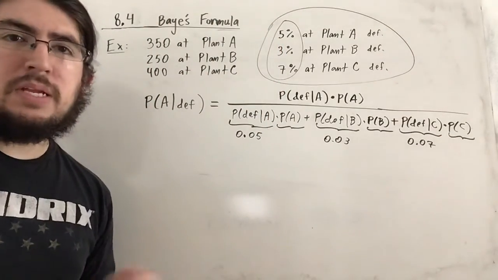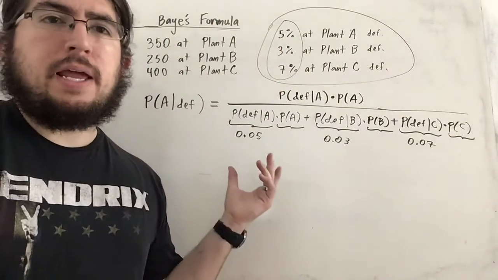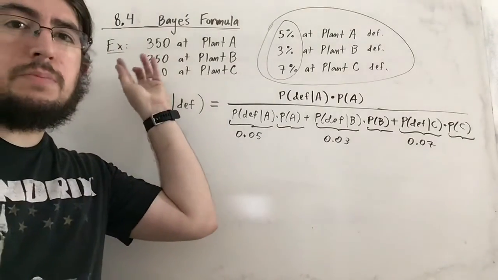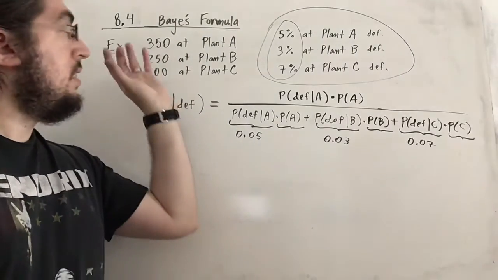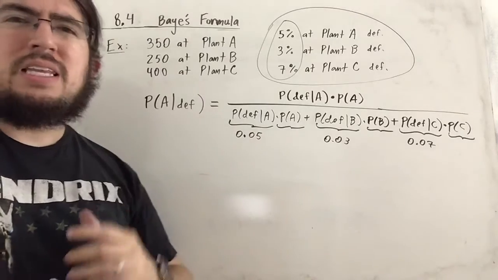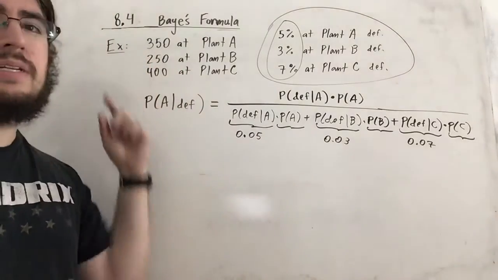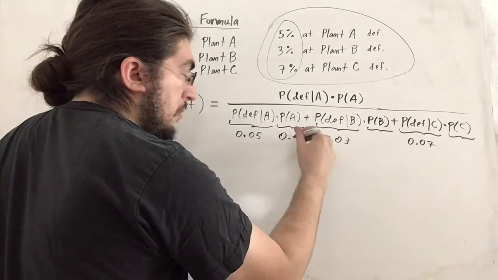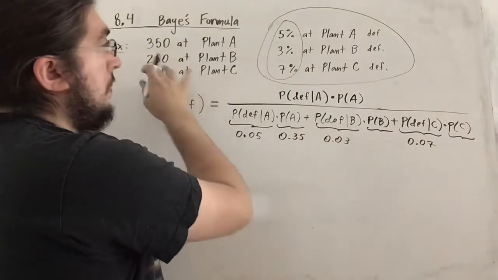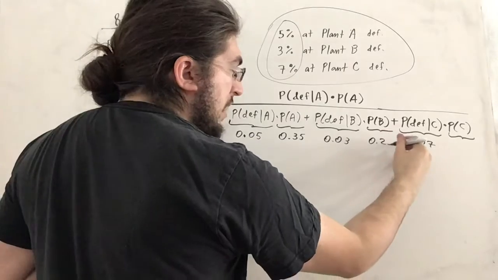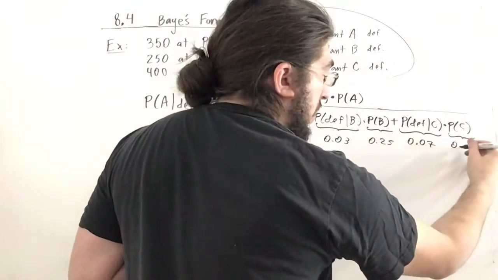Now, what is the probability that a refrigerator comes from plant A? Well, there are 350 that are produced in plant A out of 1,000 total. So 350 divided by 1,000. The nice thing about dividing a 3-digit number by 1,000 is that you just put a decimal in front. So this is literally going to be 0.35. Probability of B will be 0.25. The probability of C will be 0.4.